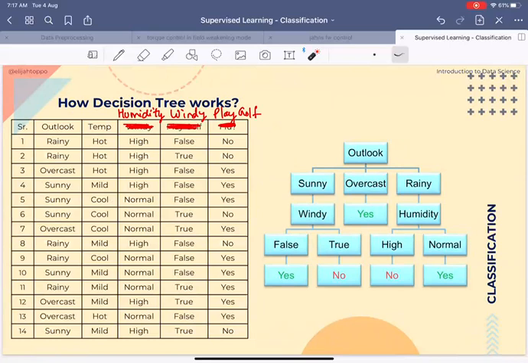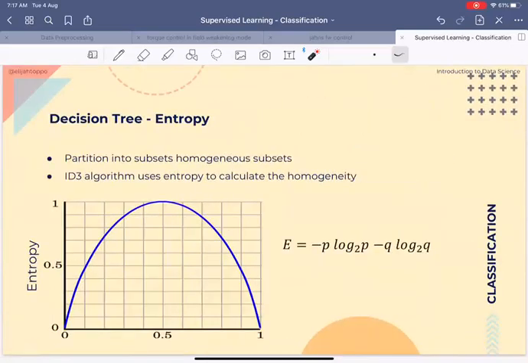Pure subsets are subsets where all of the data points look the same. All of the data points have the same class, the same target variable. For this, we use a term called entropy. Have you heard of entropy before?